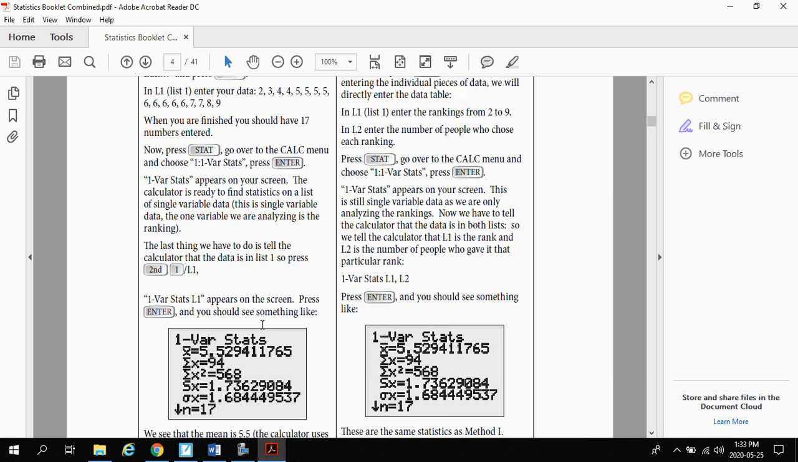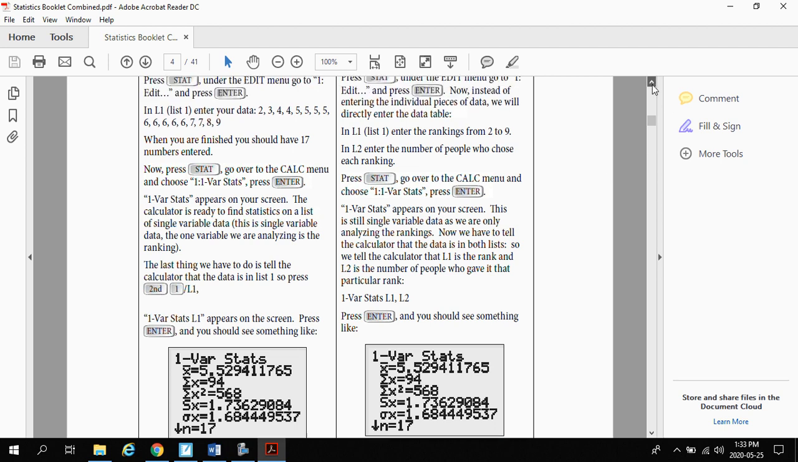So this is working from raw data. Pretty straightforward. You need to remember these calculator strokes, or you need to practice doing them. They should kind of become second nature.